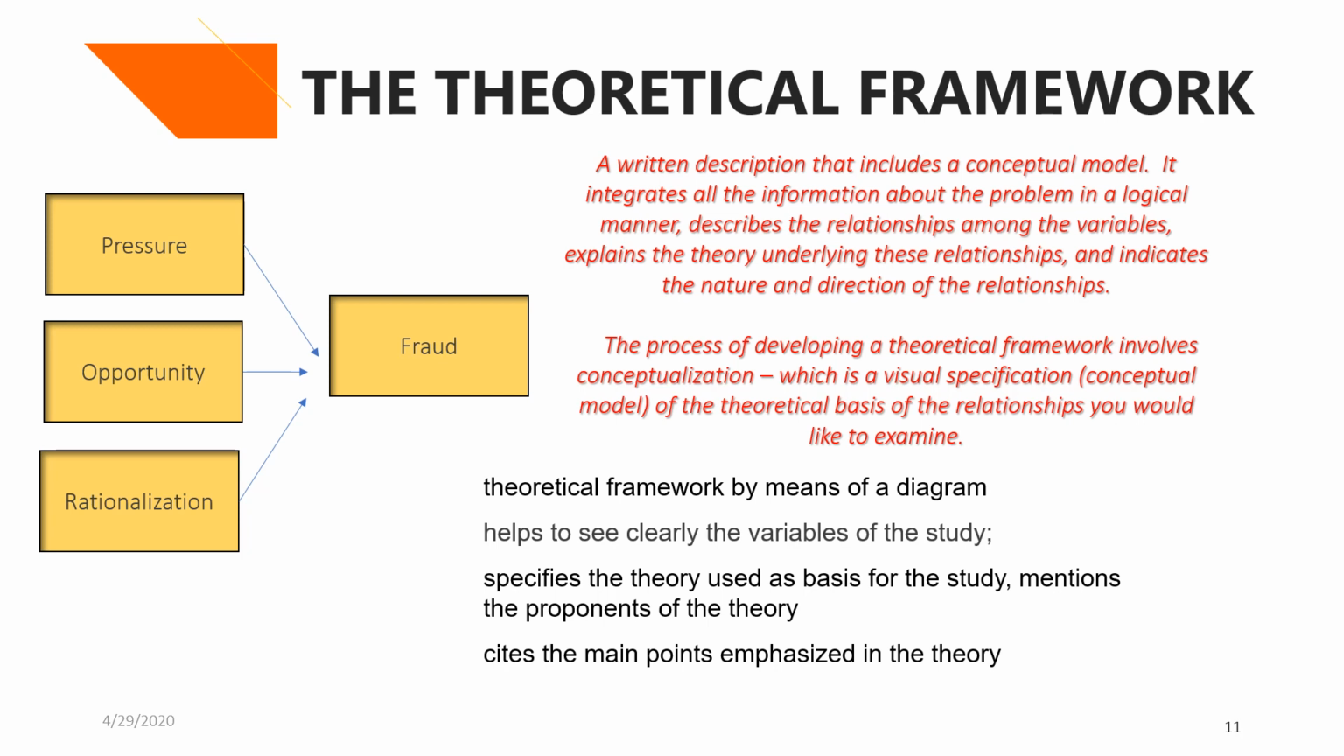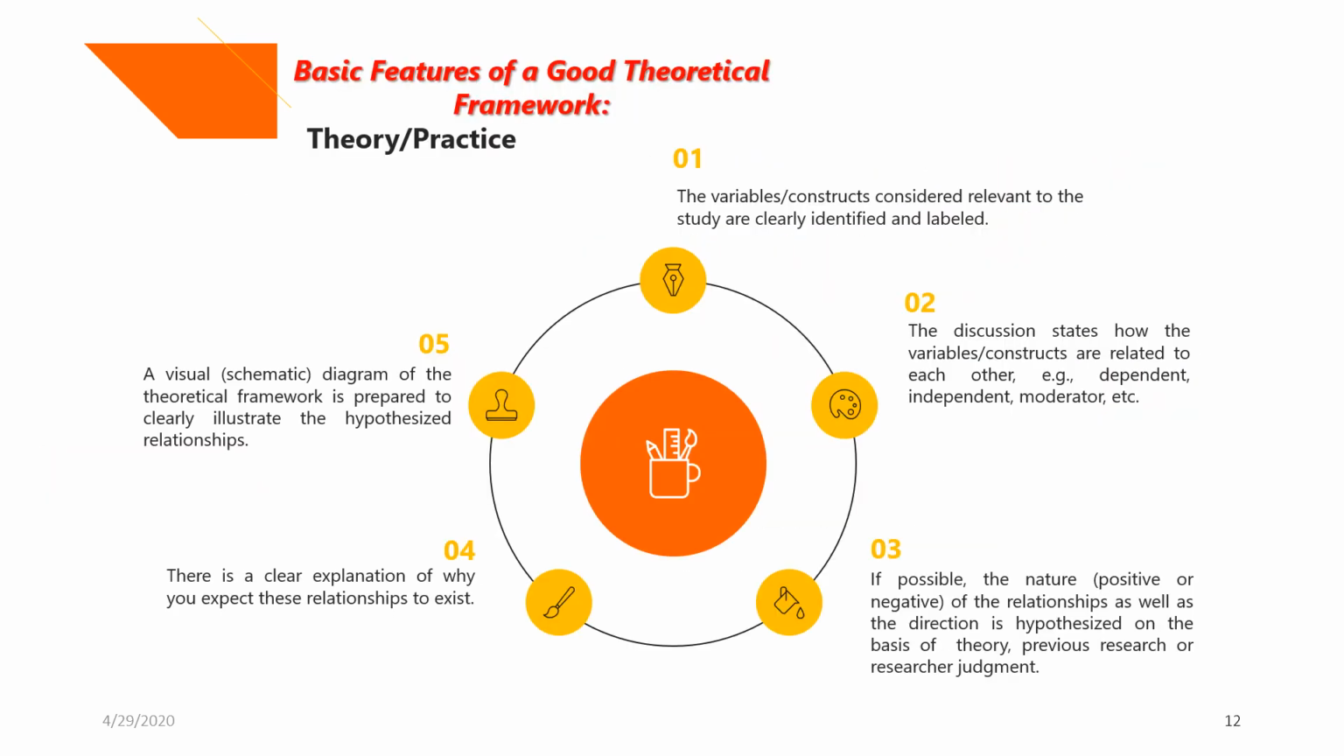And the next box is fraud, which is known as the dependent variable. So where do you get the fraud? From the same theory. The theoretical framework will help you to see clearly the variables of the study. In this case, there are four variables, three independent variables and one dependent variable. And you can also see the direction of the relationship between the three independent variables and the dependent variable.